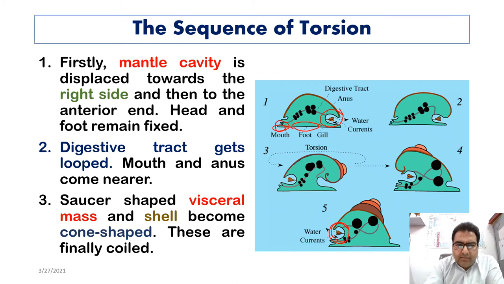Then you have to keep in mind the digestive system, which was a straight one; now it retracts and it becomes looped, almost U-shaped. We see that the mouth and the anus come nearer. And thirdly, the saucer-shaped visceral mass and the shell become cone-shaped, and finally they get coiled. So this is the sequence.